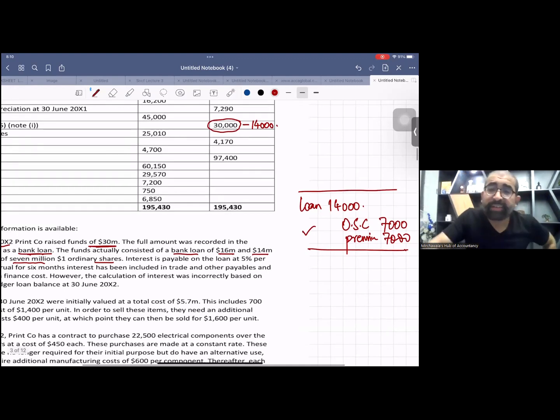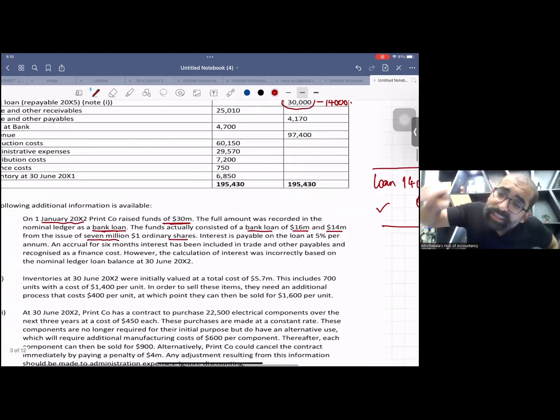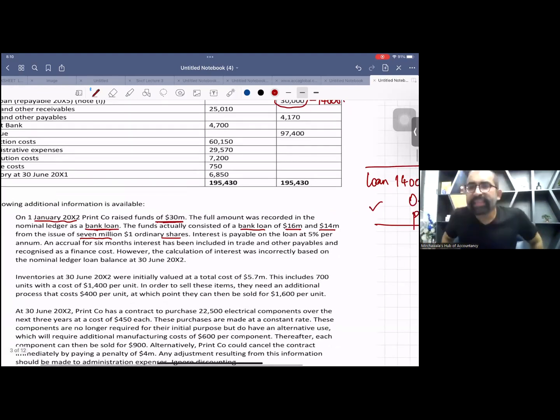What is the second error? When they booked the complete transaction as a loan, they calculated interest on the complete amount. Read it: an accrual for 6 months interest has been included in the trade and other payables and recognized as a finance cost. That's the mistake. However, the calculation of interest was incorrectly based on the nominal ledger loan balance.